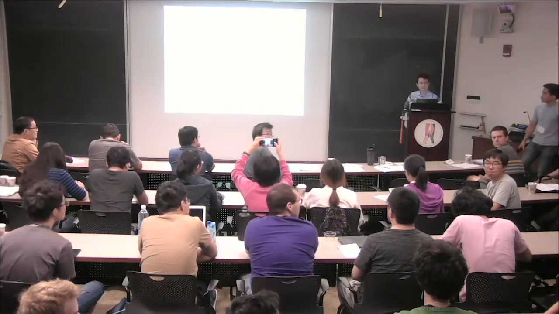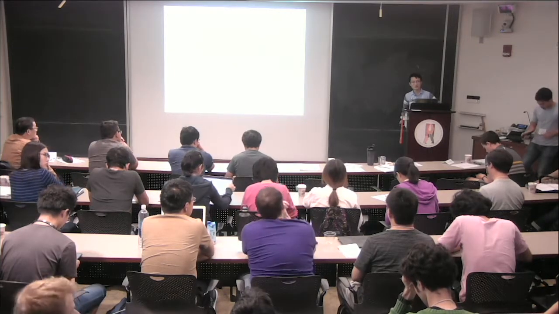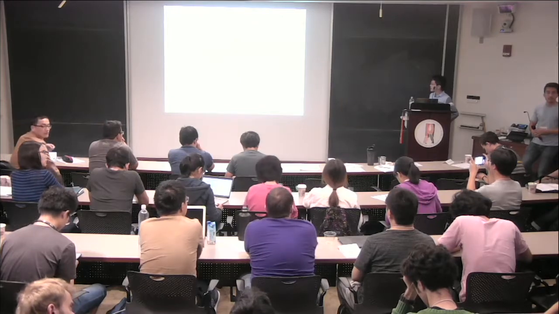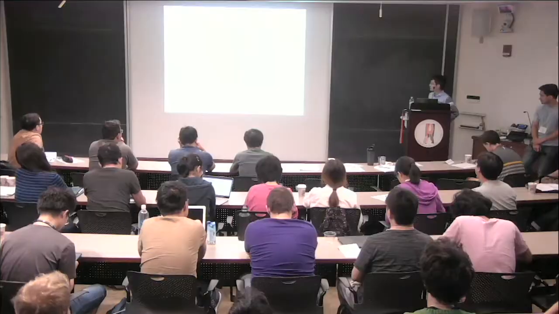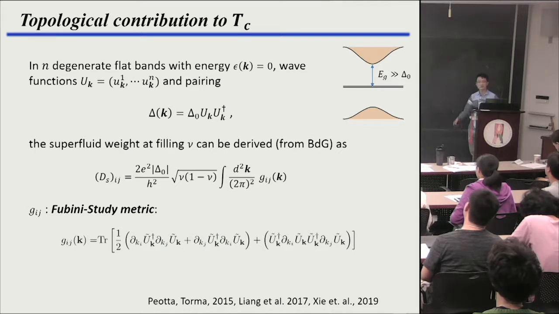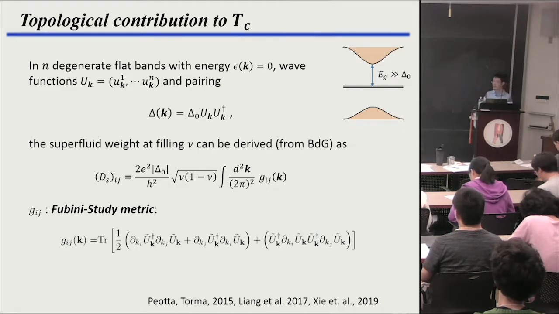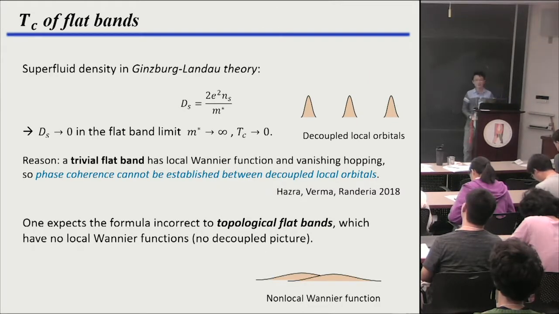You mean what's different if we have a p plus ip superconductor? In general, this picture of non-local Wannier functions should still work, so you should still get some lower bound, but you might need to do a different calculation to show it. Here I'm just assuming a uniform pairing, because you have no dispersion, and a uniform pairing seems the most straightforward. But if you assume other kinds of pairing and do the calculations, you should also find some lower bound. In general, this picture is the understanding.